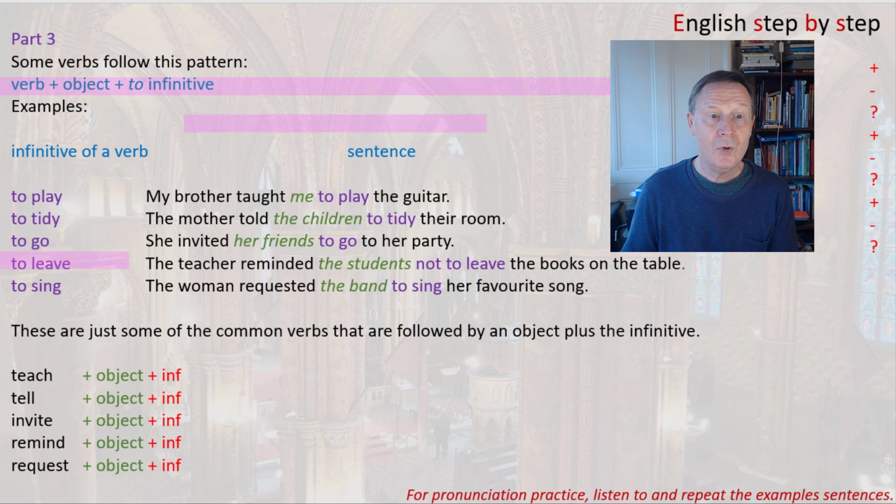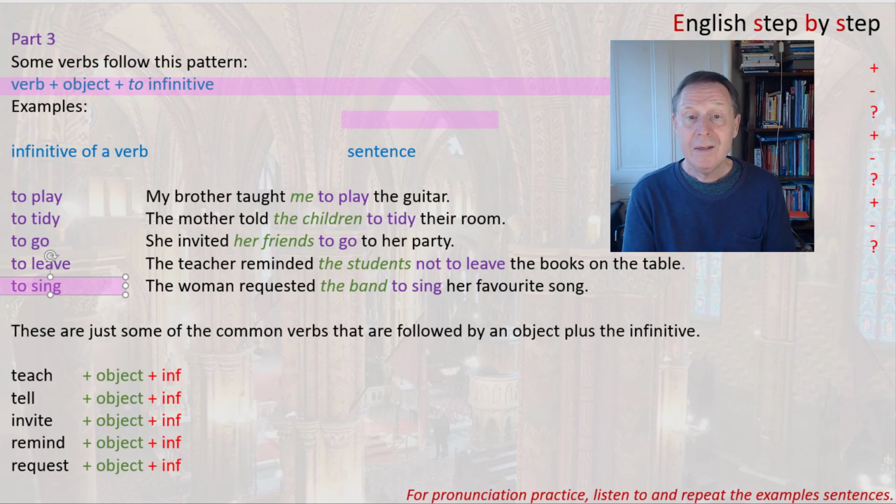Next one, to leave. The teacher reminded the students not to leave the books on the table. In this example, we have a negative. So, to leave is the infinitive, and the negative infinitive is not to leave. Next example, to sing. The woman requested the band to sing her favourite song. So there we have the verbs plus object plus infinitive: teach, tell, invite, remind, request.